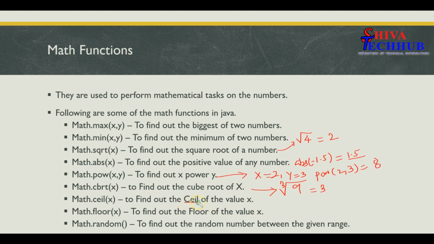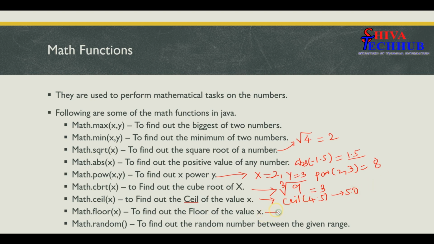Now the next function is the ceil function, which is used to get the upper bound of a given rational number or a fraction number. For example, let us consider ceil of 4.5. The output will be printed as 5.0. So this is what the ceil function does.